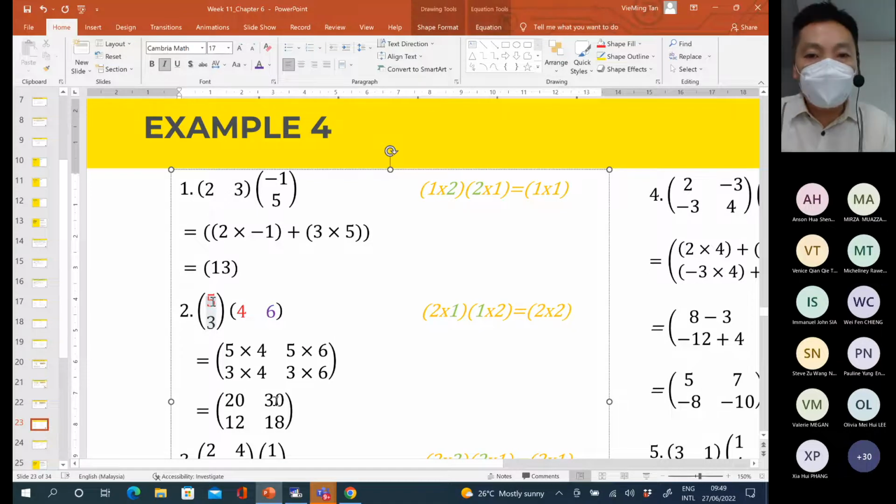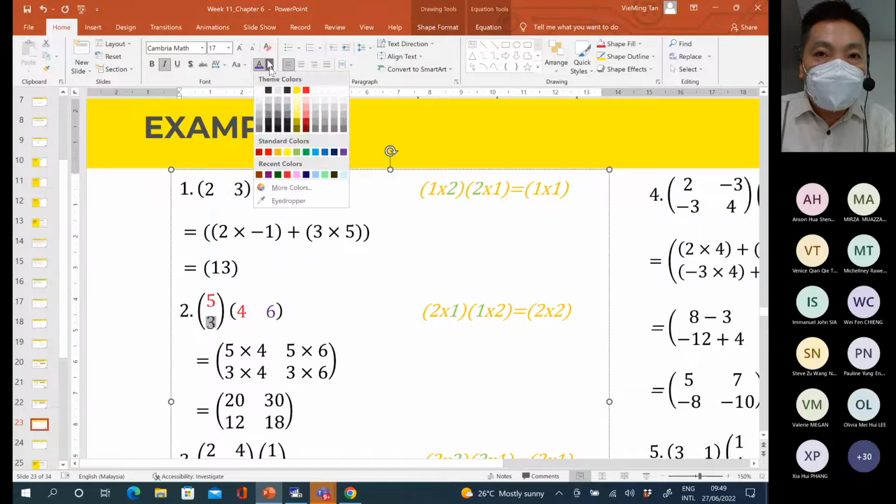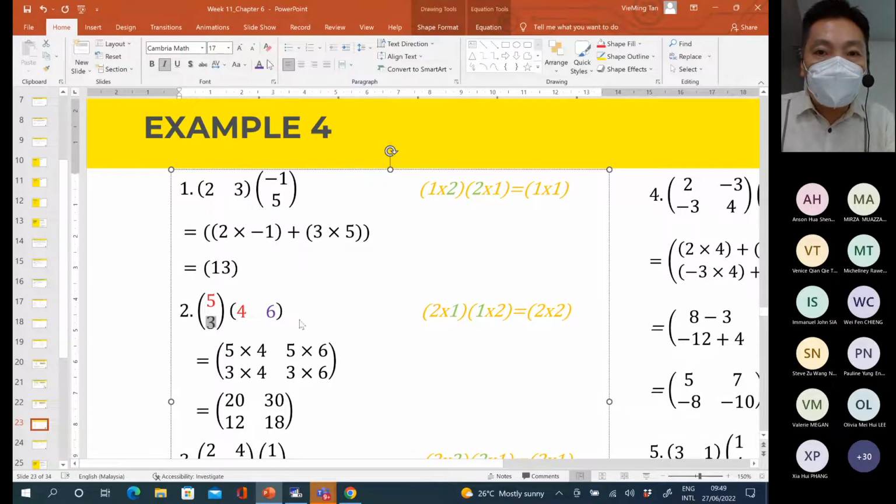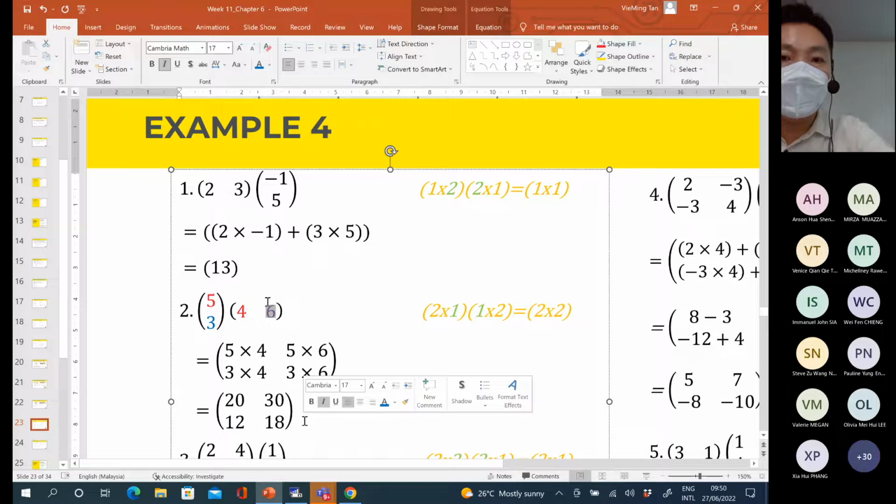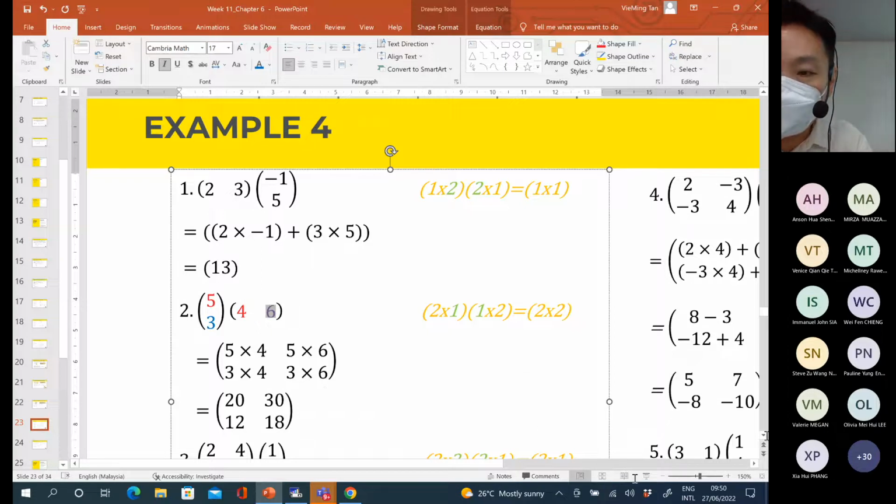Similarly, this element is at the location of row number 2, column number 2. So we need to use the second row of matrix A multiplied with the number in the second column of matrix B. Then you'll get 3 multiplied 6, answer is equal to 18. Okay, let me scroll down.